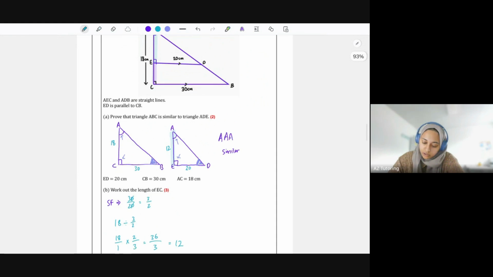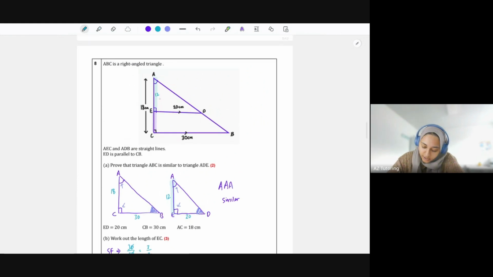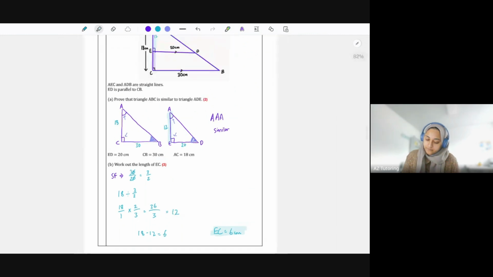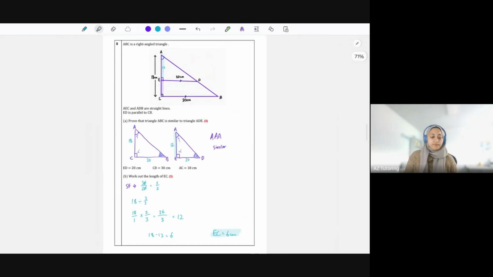So if I know all of it is 18 and I know this little part is 12, then I can work out EC. I'm just doing 18 minus 12. And that just gives me 6. So EC is just 6 centimeters. And that's question 8.